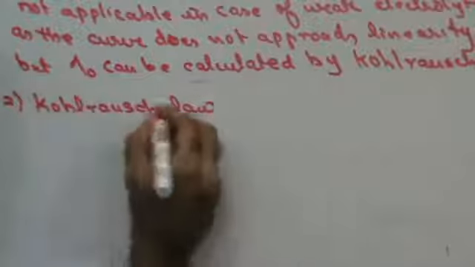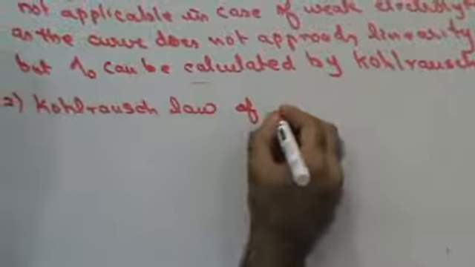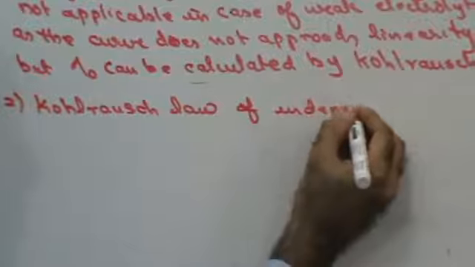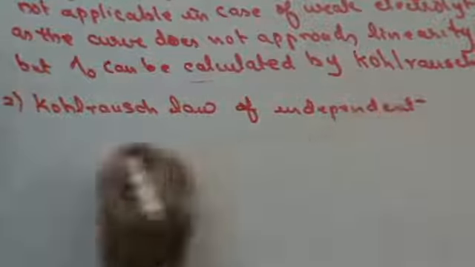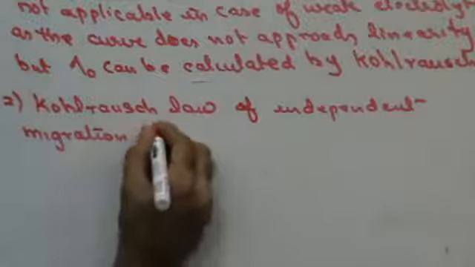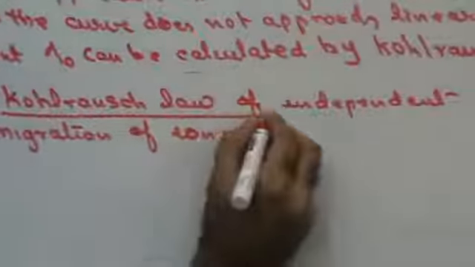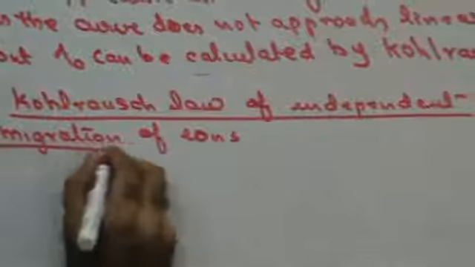Now, this law is also called the law of independent migration of ions. Now, what does the law state?